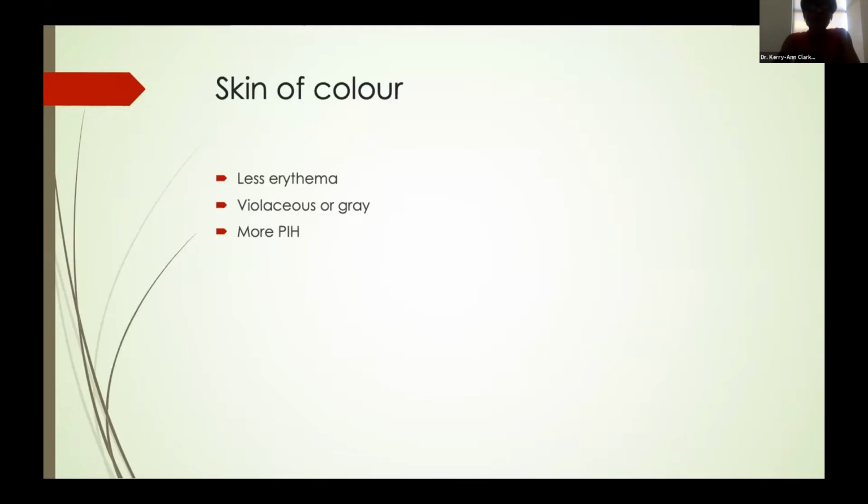And I just want to make note about patients with skin of color. These patients are going to have less erythema. Just as with other dermatoses, you're not seeing as much erythema as you would associate with the inflammation. You're looking for a more violaceous or a gray look. And in our population, with patients with skin of color, there's definitely more post-inflammatory hyperpigmentation.